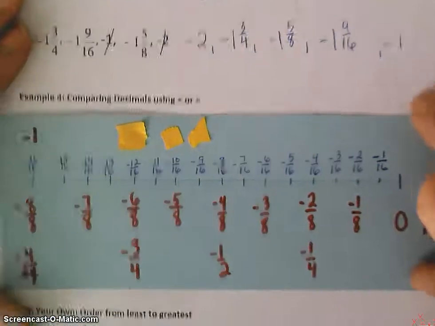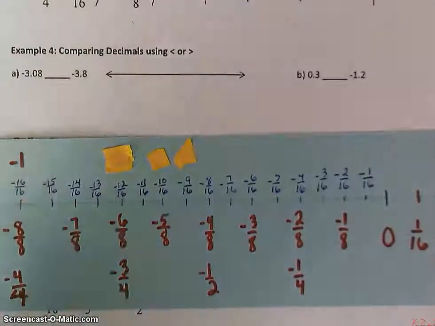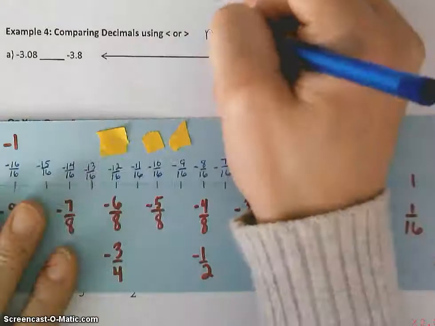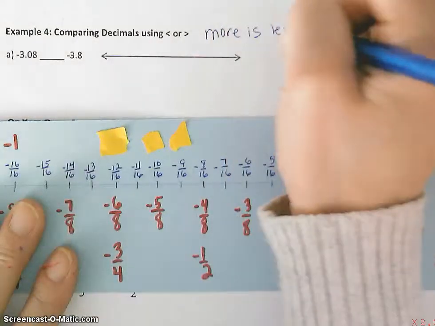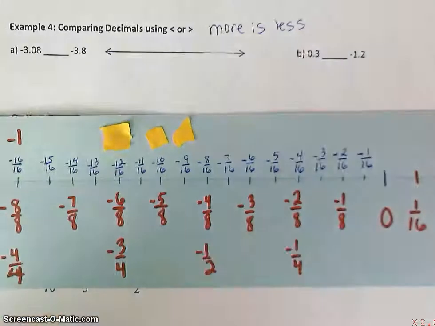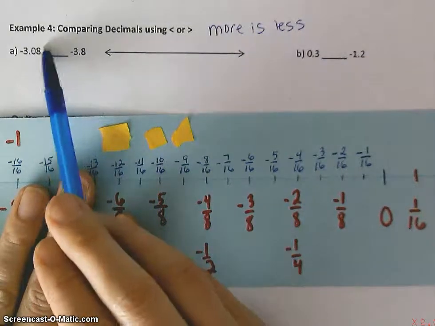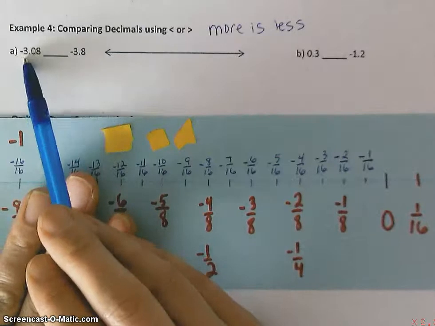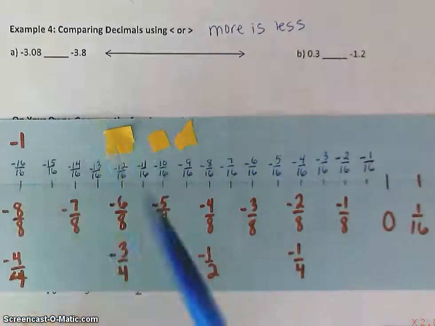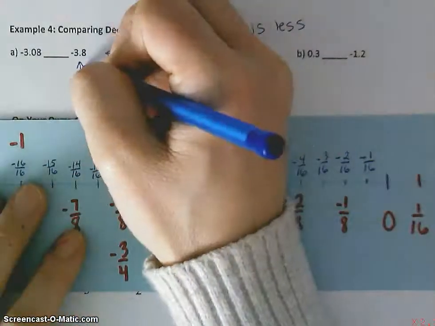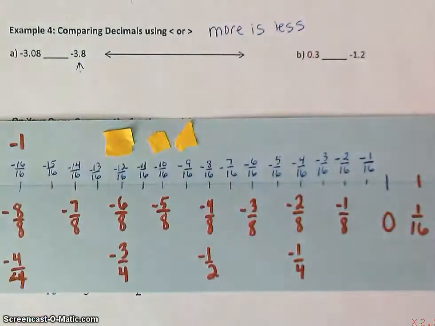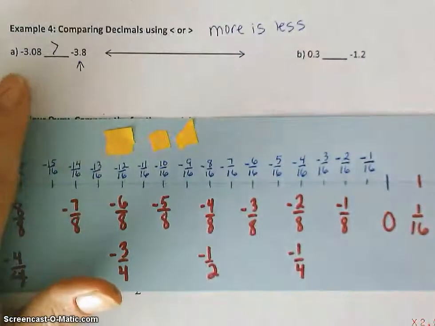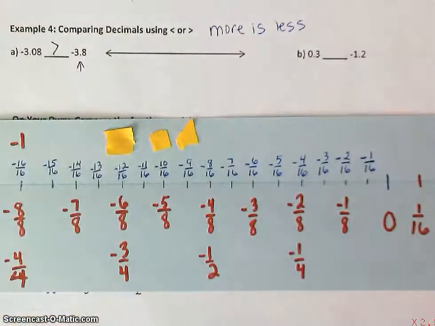Okay, moving on to example 4. We have 2 more questions. Same as with fractions, decimals is the same idea. More is less when you're talking about the negatives. If you're thinking about it, you have 3 and 8/100ths, or 3 and 8/10ths, or you have $3.08 or $3.80. The bigger number here is 3.8, but it has a negative, so that really means it's worth less. So -3.08 is greater than -3.8.